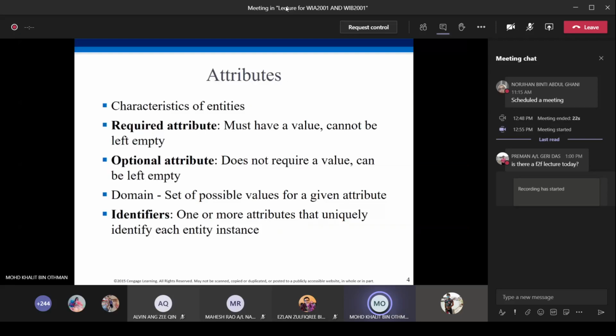And then we also have the identifier. What is an identifier? An identifier is one or more attributes that uniquely identify each entity instance. For example, in the relational model, identifiers are called primary keys. An example of a primary key for the student entity is the student ID. This is just an example of an identifier, but you have to know what an identifier is. Based on this statement, an identifier is one or more attributes that uniquely identify each entity instance.